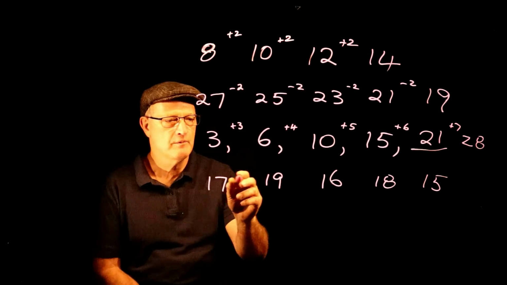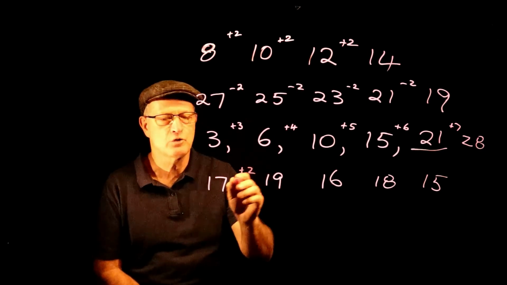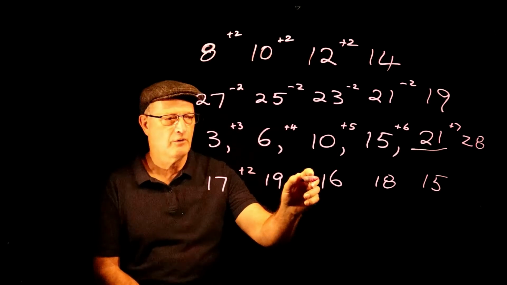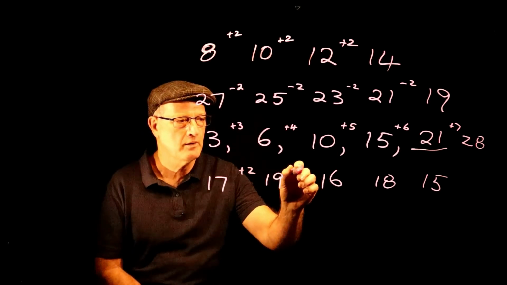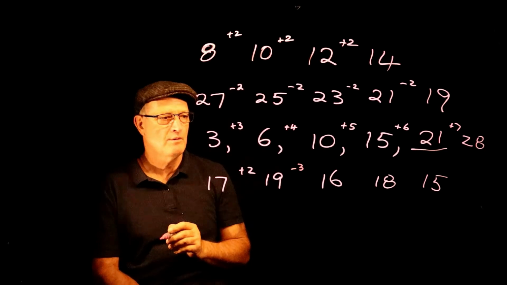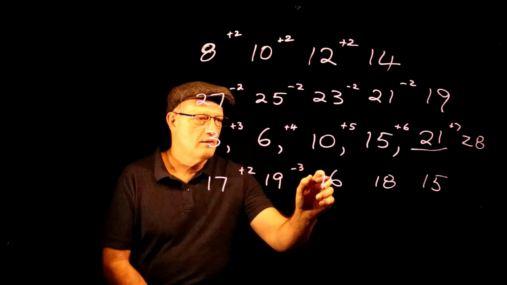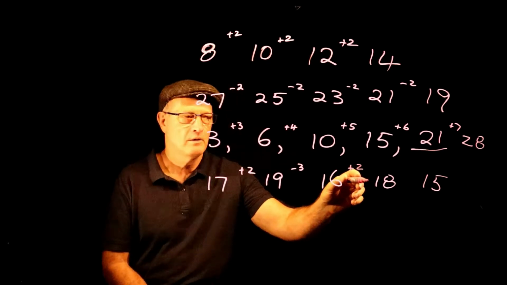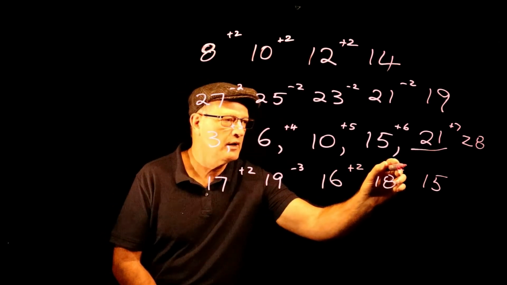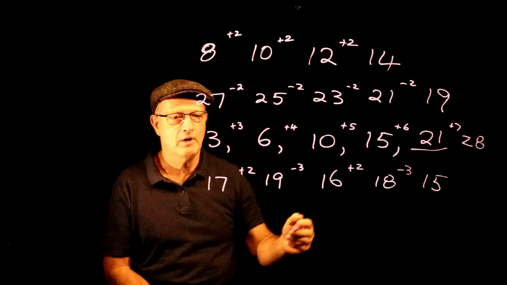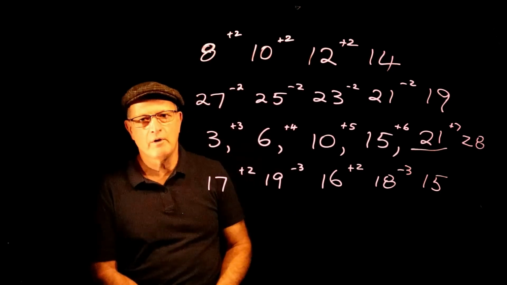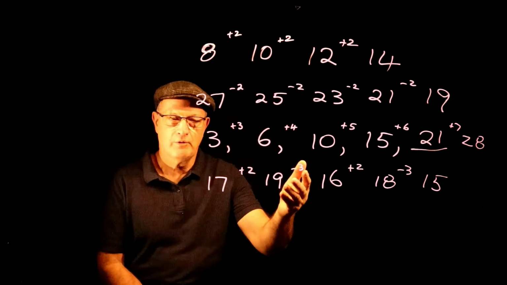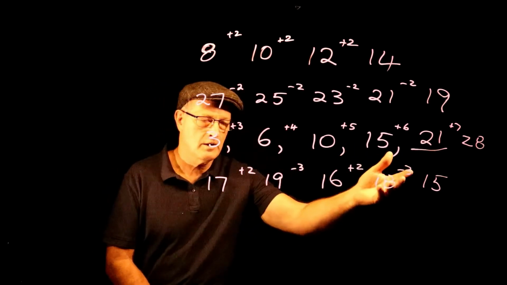Well, 17 to 19 was a plus 2. 19 to 16, well, that got smaller, so we've actually taken away 3. Then we've plussed 2 to 18, and then we've taken 3 to 15. So that to me looks like a pattern where we're increasing 2, taking 3, increasing 2, taking 3.